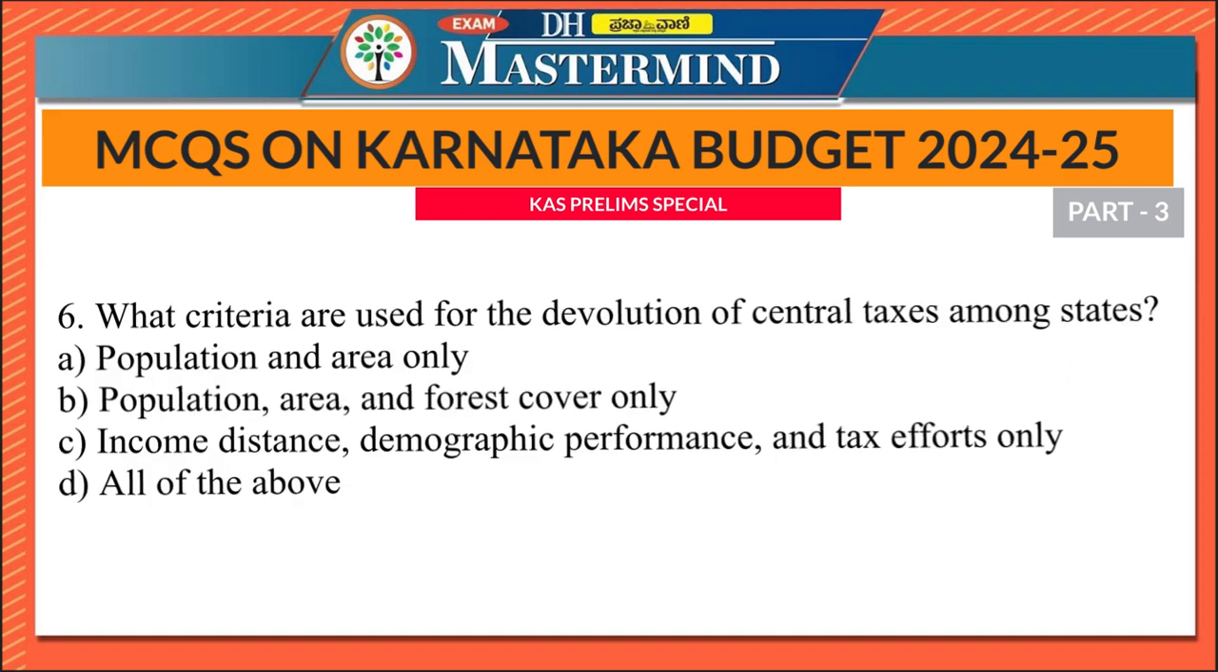Look at this question. What criteria are used for devolution of central taxes among states? Okay, this is for the year 2021 to 26, as per the recommendations of the 15th Finance Commission. This particular question was asked in UPSC as well. So that is why this becomes very, very important. You can expect a question on the 15th Finance Commission this prelims. Options: population and area only; population, area and forest cover only; income distance, demographic performance and tax efforts only; all of the above. So the right option is option D.